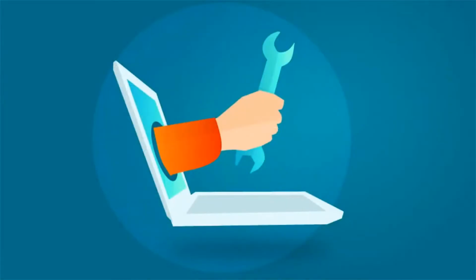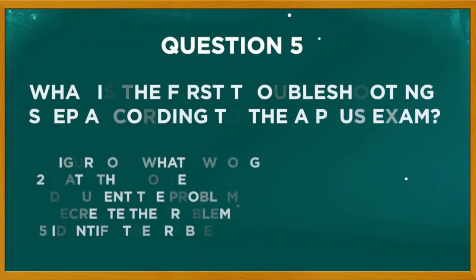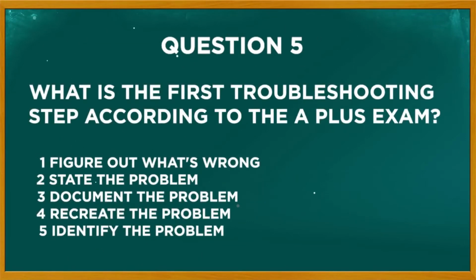But anyway, let's get to the last question. So I didn't want to completely crush you guys, so this one is going to be short and sweet. What is the first troubleshooting step according to the A+ exam? What is the first troubleshooting step? Is it figure out what's wrong, state the problem, document the problem, recreate the problem, or identify the problem?